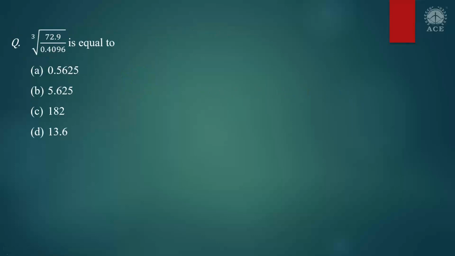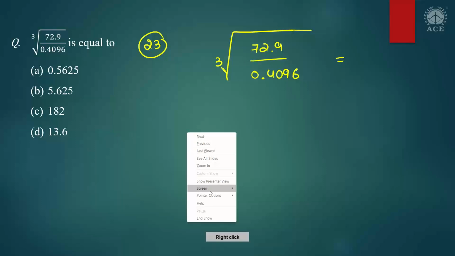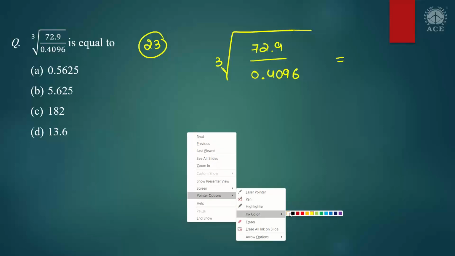See the next one. Cube root of 72.9 divided by 0.4096. We have to find the cube root for this. Sir, we have only one dot after the decimal.